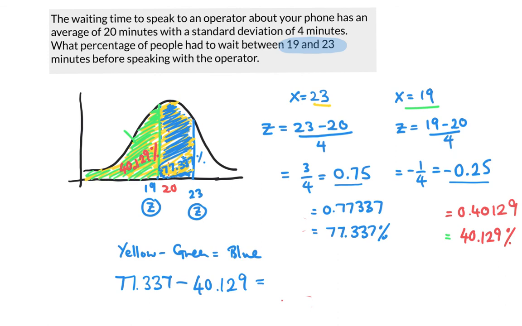And the answer is 37.466%, which will round up to 37.47%. So in answer to the question, what percentage of people had to wait between 19 and 23 minutes? By subtraction, we get this answer here, 37.47%.